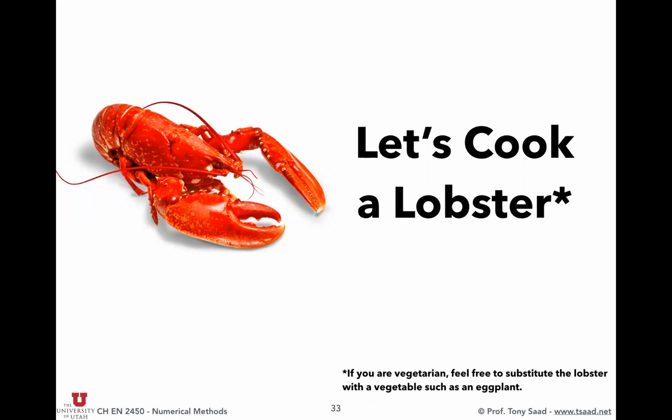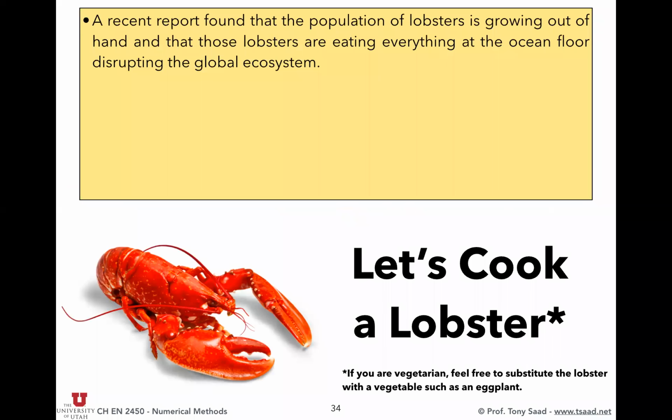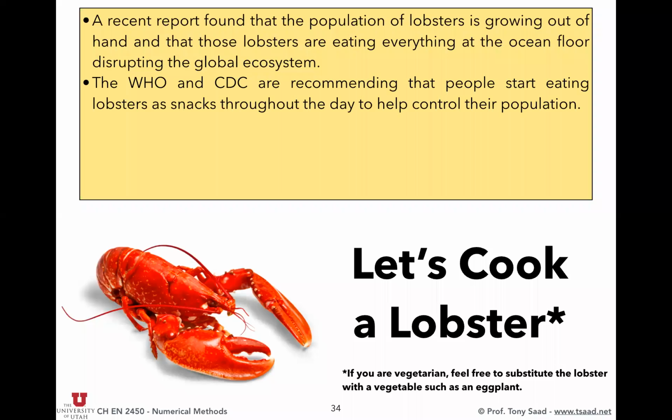But for all practical purposes, let's assume we're cooking this lobster, and there's a need to cook lobsters. Apparently there was a report recently brought to my light that found that the population of lobsters is growing exponentially, so e to the rt, r is positive. They're not slowing down. And apparently those lobsters are wiping out everything on the ocean floor, and they're disrupting the global ecosystems. And so the WHO and CDC have decided, this is a fake report, by the way. Okay, I see some people who are surprised. This is not true. It's just an entertaining story for solving ODEs.